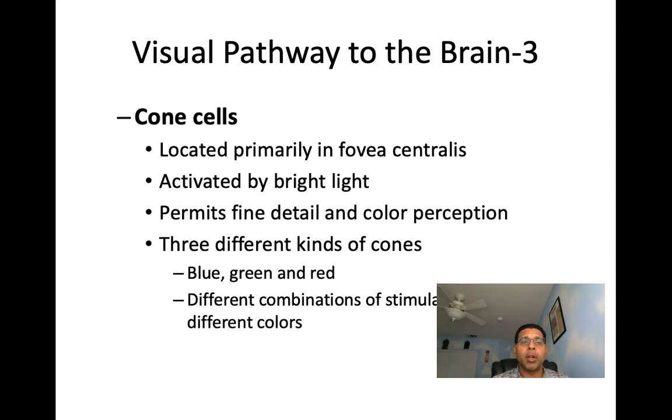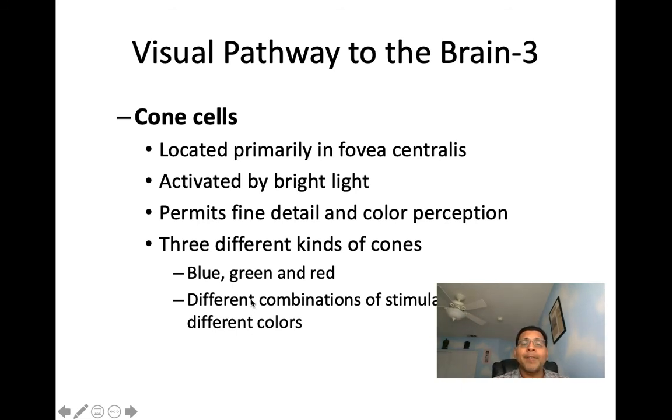And then our cone cells are located primarily in the fovea centralis. They're activated by bright light, and the cones permit fine detail and color perception. We have three different kinds of cones. We have blue cones that allow us to see blue colors, green cones that allow us to see green colors, and then red cones that allow us to see red colors.